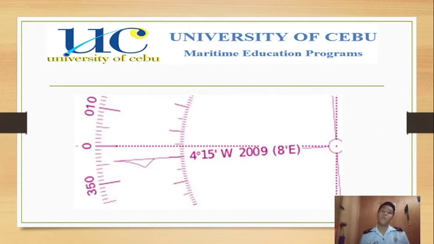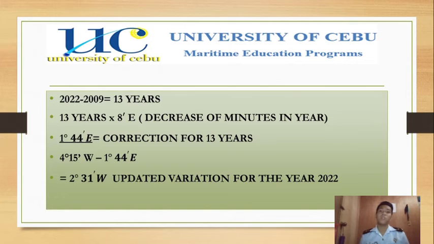Now, since we are now in 2022 and the compass rose is from 2009, we must subtract 2022 minus 2009. So we have a 13-year gap. So 13 years multiplied by 8 minutes east, which is the decrease of minutes in a year, we get 1 degree and 44 minutes east. This value is the total correction within 13 years.